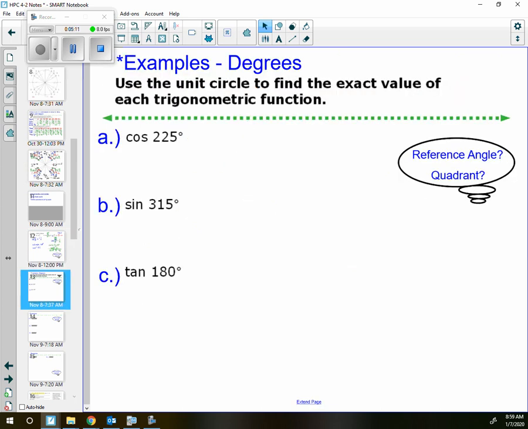All right, let's take a look at a couple more here. So we're going to try to use the unit circle. These are examples in degrees now, so we'll start in degrees and do the same thing, same process. So we're going to use the unit circle to help us find the exact values of these functions. All right, so let's take a peek. We've got cosine of 225.